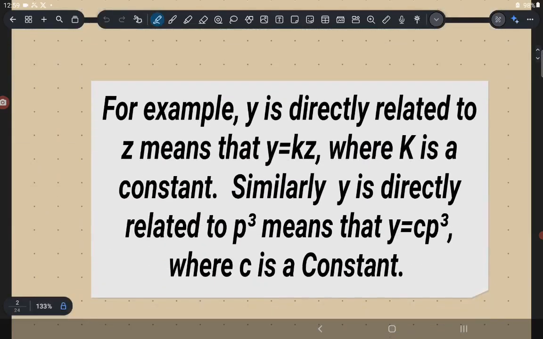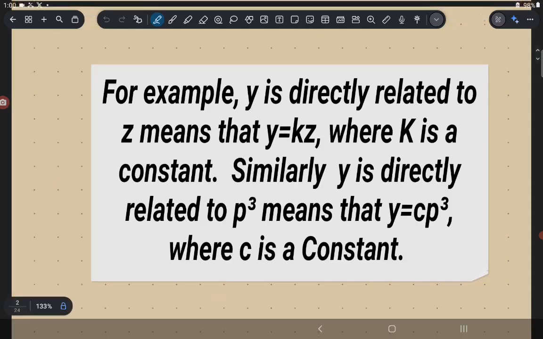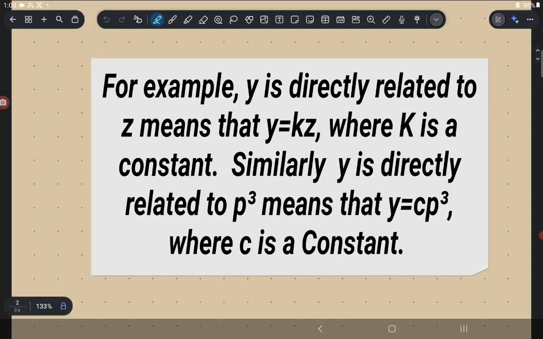For example, y is directly related to z means that y is equal to kz, where k is a constant. Similarly, y is directly related to p raised to power 3 means that y is equal to cp raised to power 3, where c is the constant.